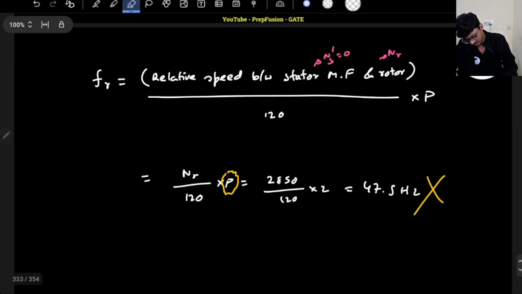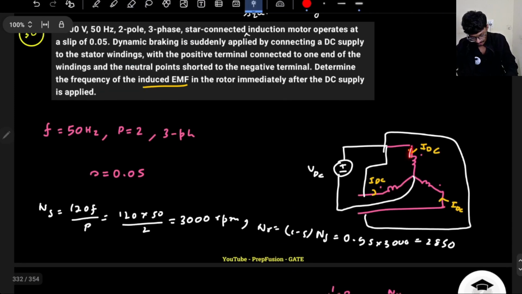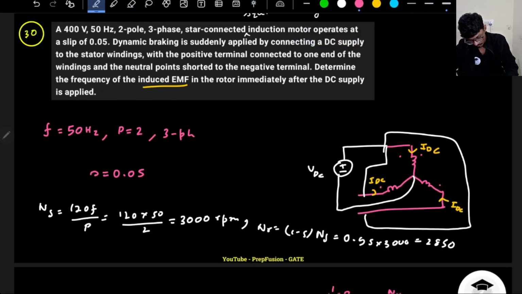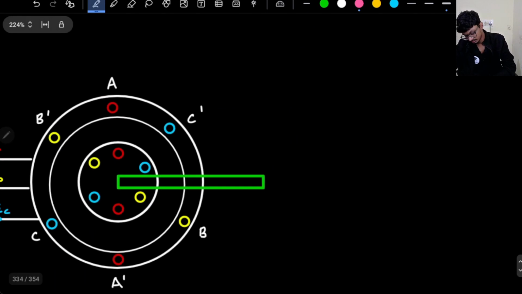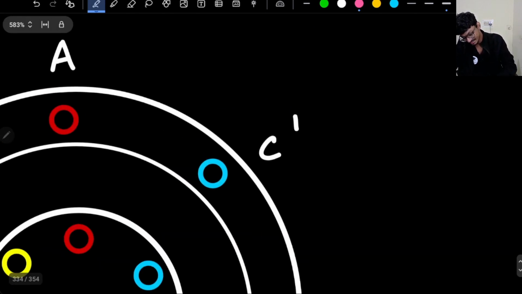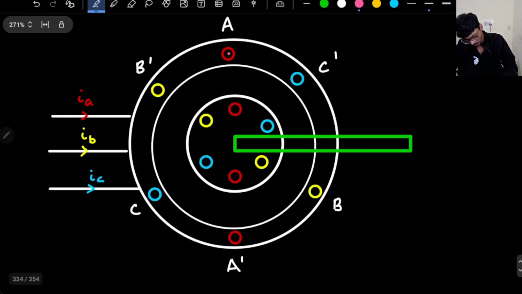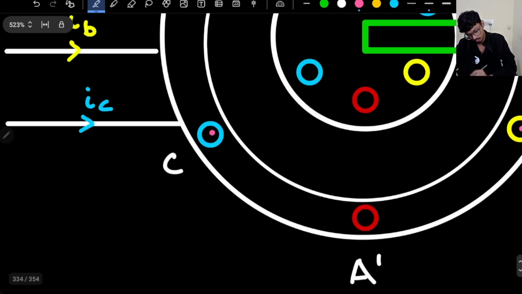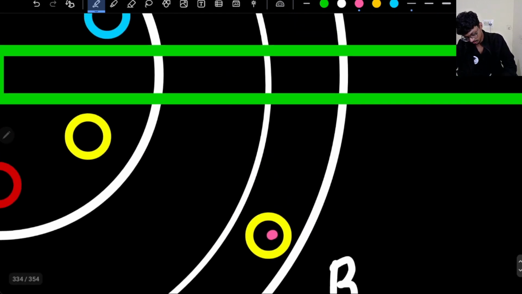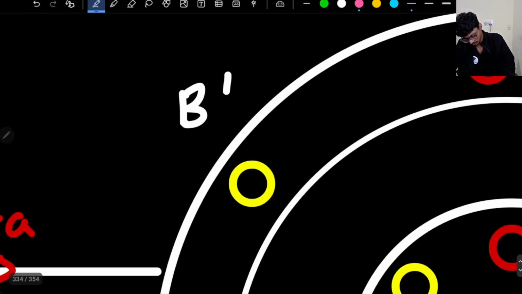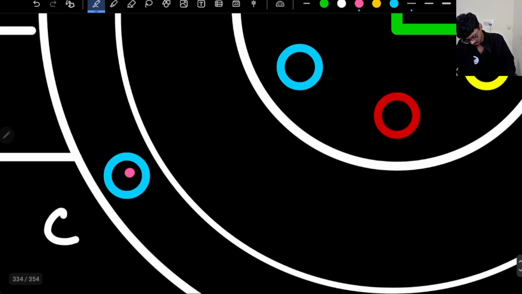So basically, for all of these cases, current is entering the dot. For A dash, B dash, C dash, current is always entering the dot. So this is my A, this is my B, this is my C. I will assume that the current entering is dot. So A will be dot, B will be dot, C will be dot, and the other end will be cross, cross, cross. That's it, 3 cross.